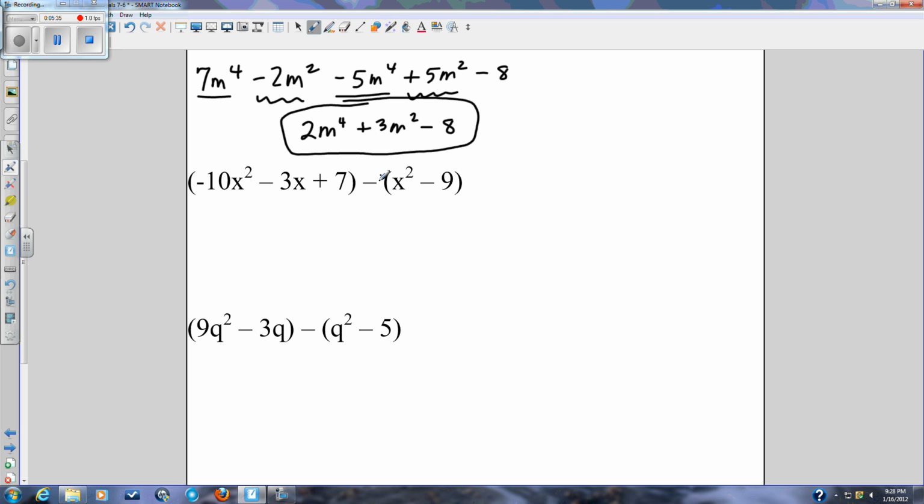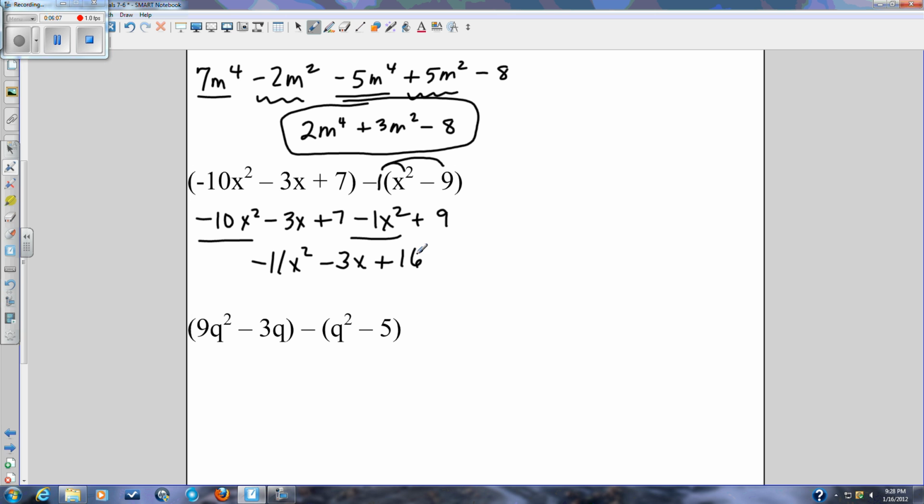Next, again, slide your 1 in front of the polynomial you're subtracting. Write down your first polynomial. Keep it just as it is. Multiply the second one by negative 1. So we have negative 1x squared plus 9. So we have negative 10x squared minus 1x squared for like terms, so we get negative 11x squared. Then we have negative 3x, and then 7 plus 9 is 16.